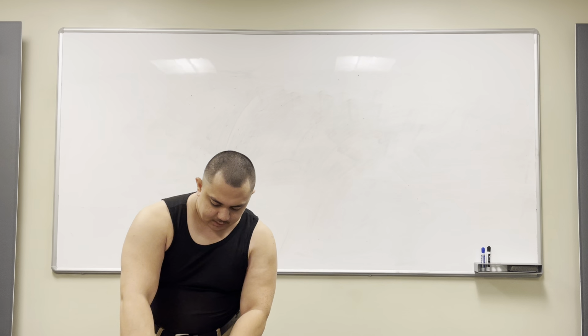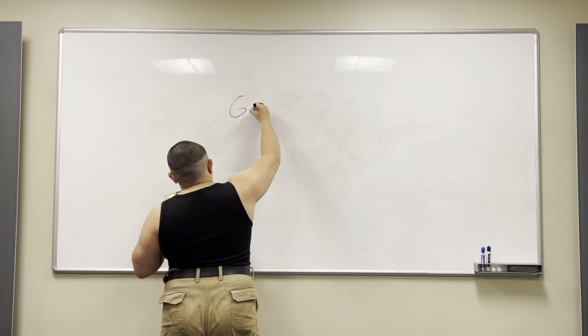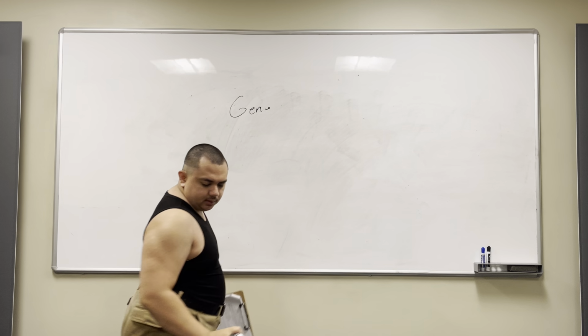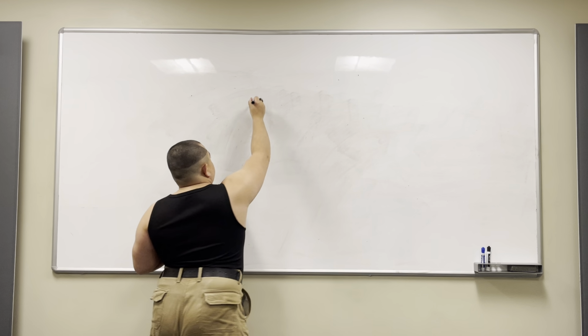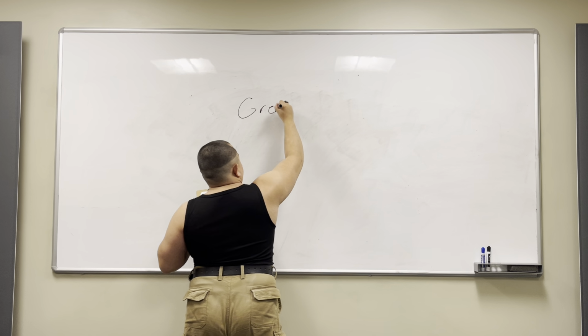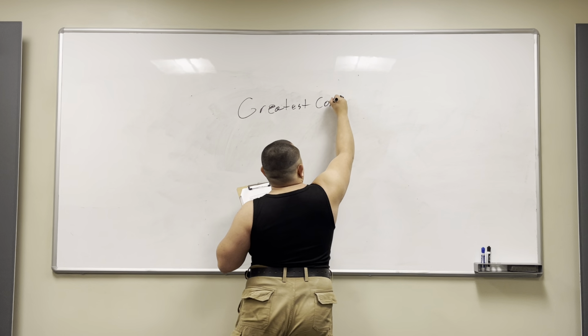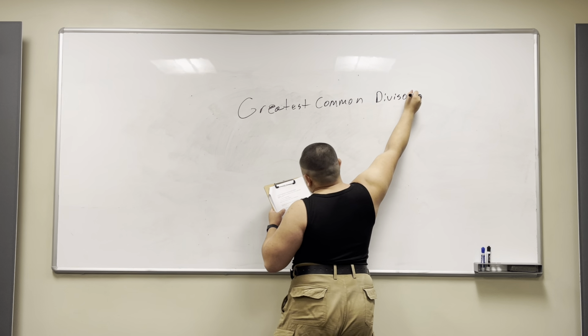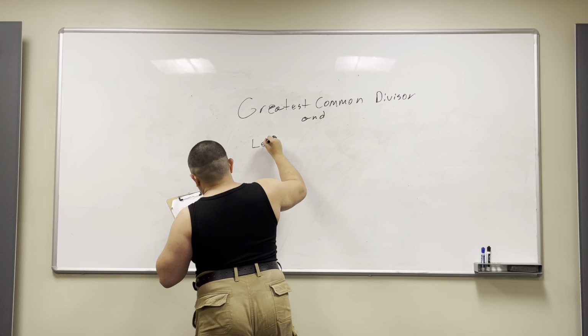Now, on to the next property. Greatest common divisor and least common multiple.